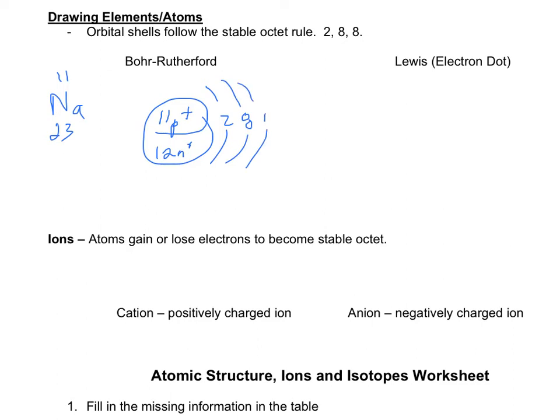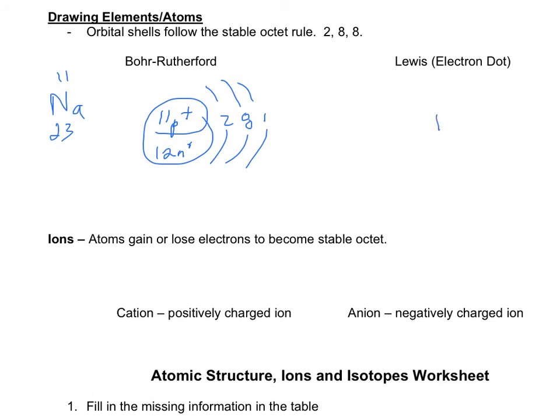Now depending on what teacher you had, their Bohr diagram might have looked a little bit different. Some teachers like to draw the whole circle and represent the electrons by dots. This is a fast, short form version of a Bohr diagram. Lewis or electron dot diagrams are what we're going to be doing mostly in this course.